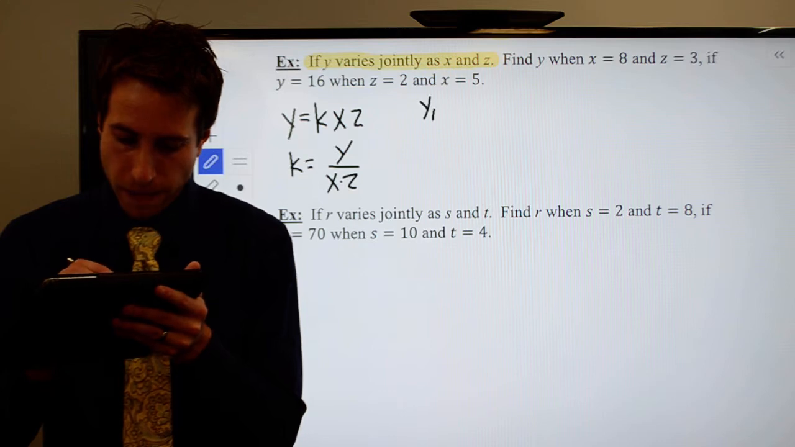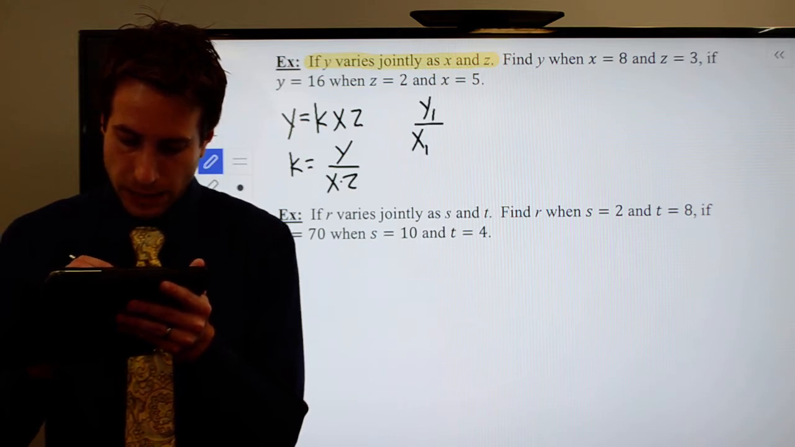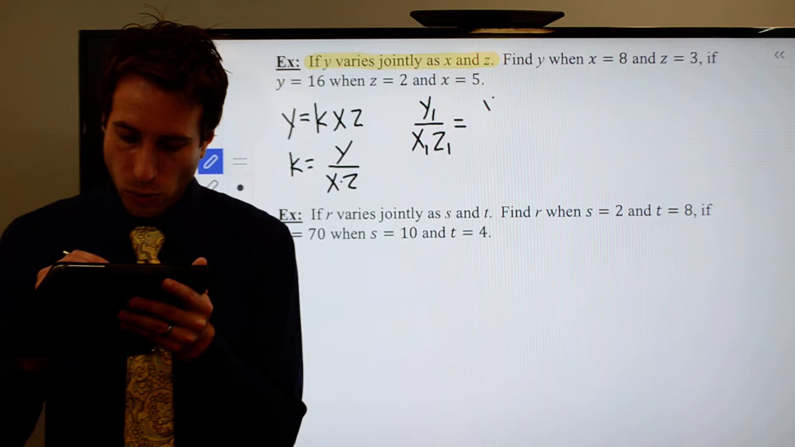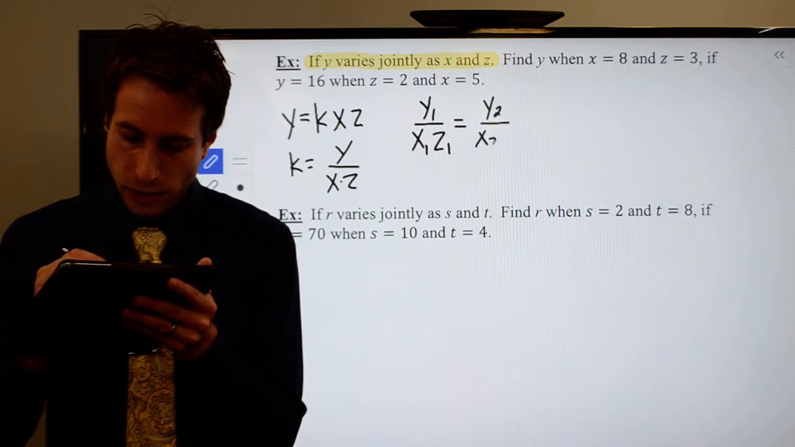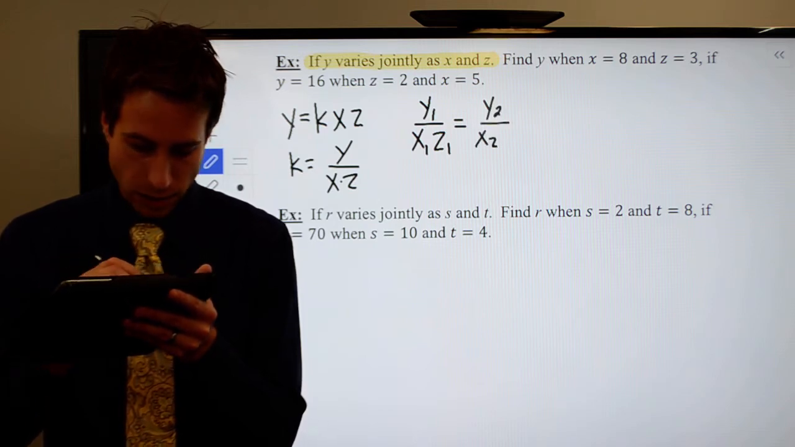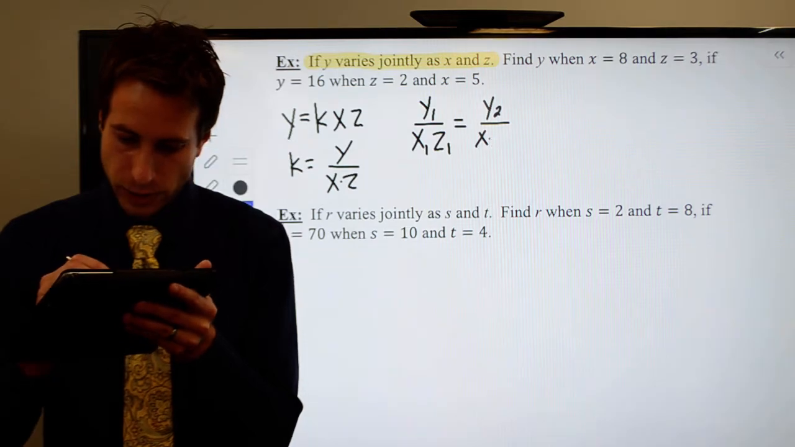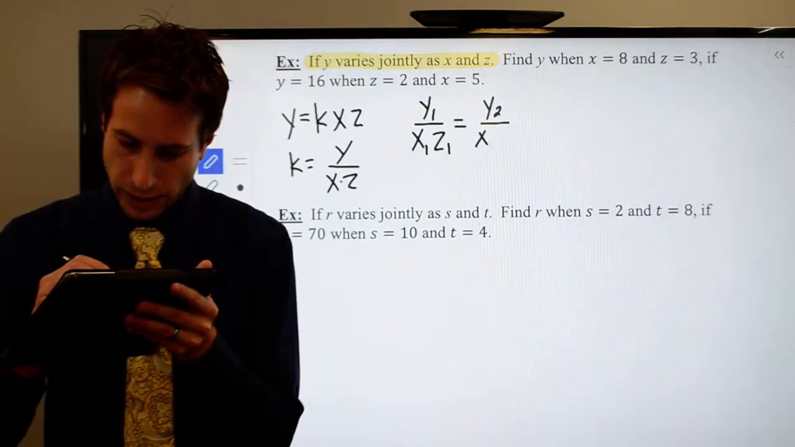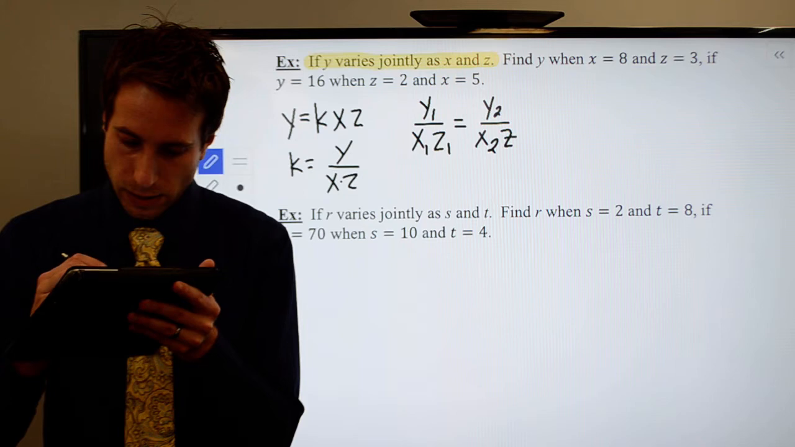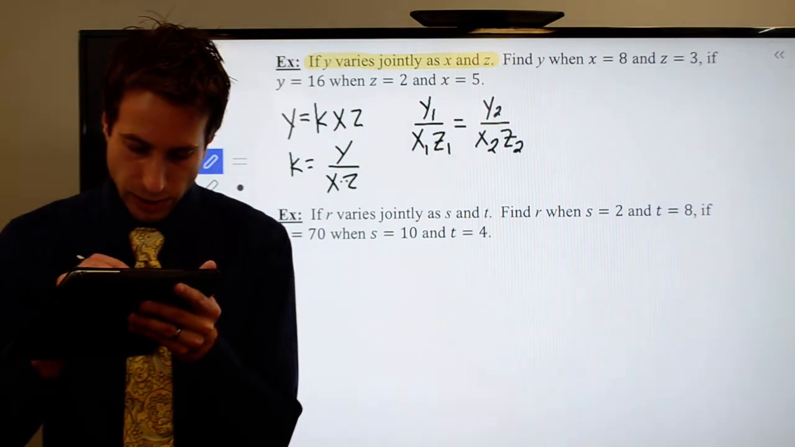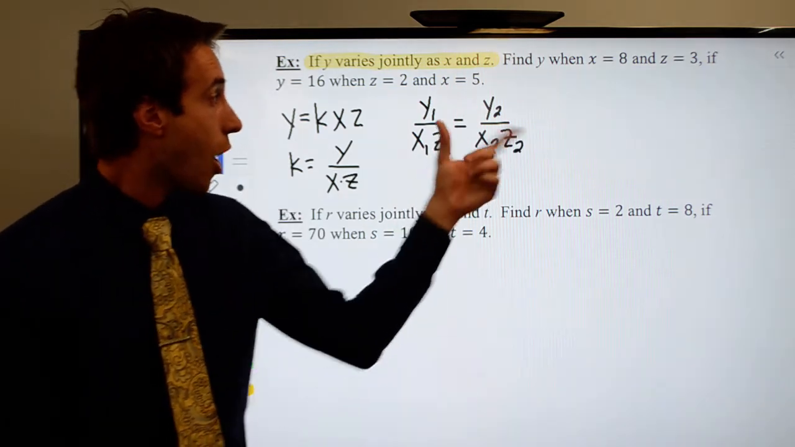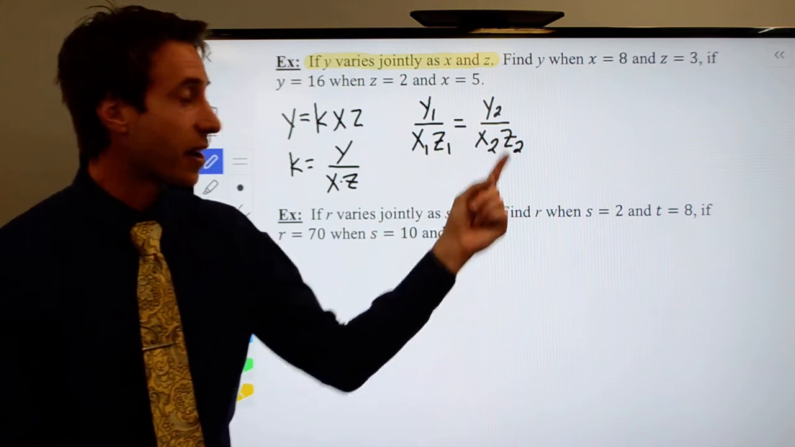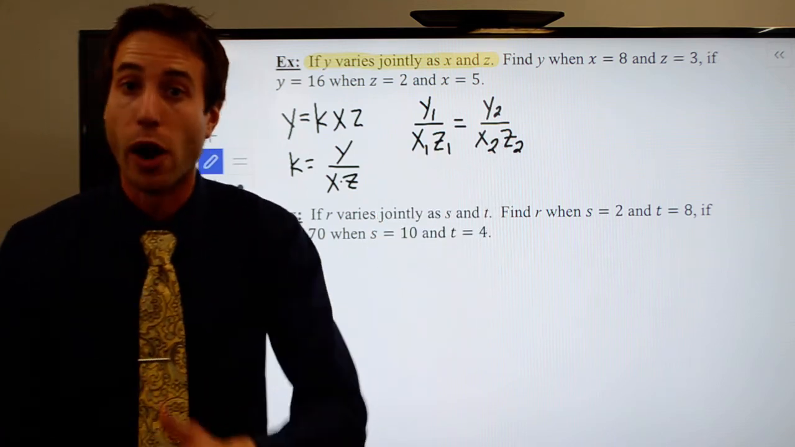So y1 over x1 times z1 is equal to y2 over x2 times z2. Sorry, that's a terrible 2. That 2 looks like a z, and I don't want to do that to you. Put my little bars on the z's so we don't confuse them with 2. So anyway, all right, so there we go. Initial set of conditions, final set of conditions. All I have to do is figure out what are those conditions.